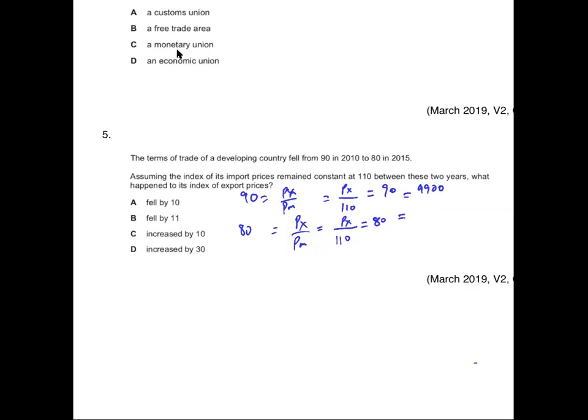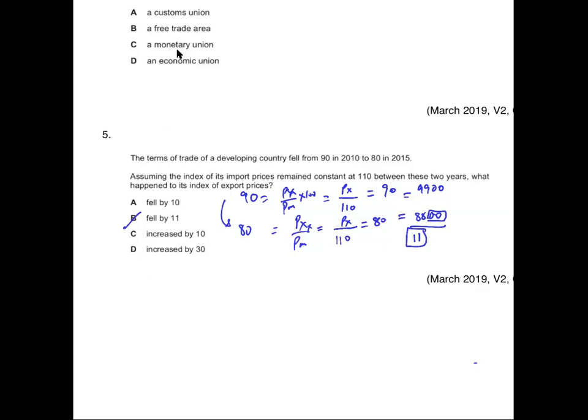By the way, this is 9900, and this one is 80 times 110, that is 8800. That basically means 99 minus 88, it's 11. Remember, this is in hundreds, so it's like PX over PM times 100. So that's why 11 is the answer. If 90 was the beginning year and it went to 80, it is going to fall by 11. So B is the right answer.